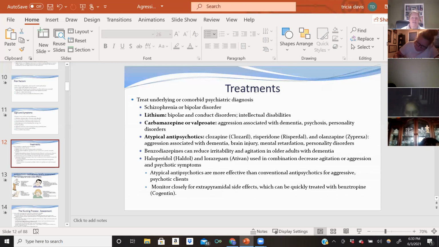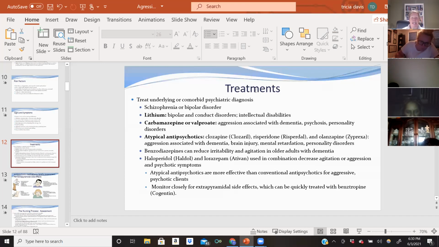We can also give carbamazepine or valproic acid. This is given for patients that have aggression associated with dementia, if they have some type of psychosis, or if they're suffering with personality disorders.